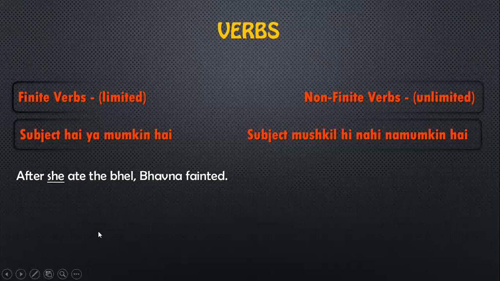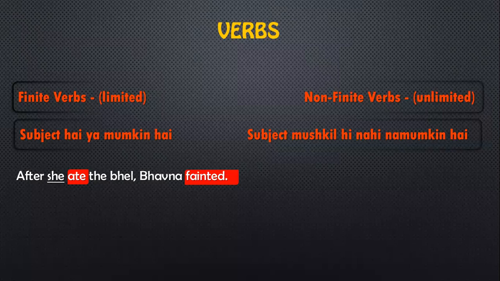So if I give you the statement, after she ate the bhel, Bhavna fainted. In this case, ate is the finite verb. Why? Because we have a subject she before it. Apart from that, we also have another verb that is fainted, which is a finite verb. Why? Because before that we have a subject that is Bhavna. So subject यहाँ पर है.